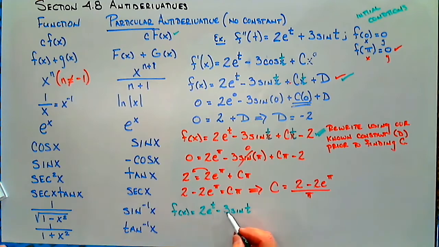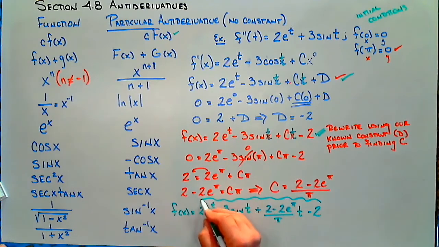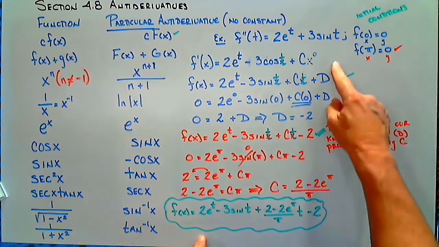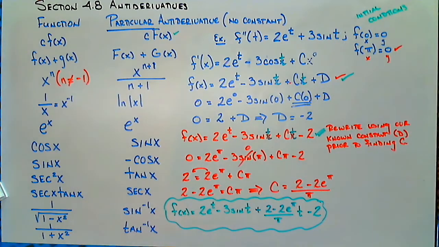So we get 2e to the t minus 3 sine t, right? Plus, what's our c? Our c is 2 minus 2e to the pi all over pi times t, okay, minus 2. And this is the function whose second derivative is equal to this blue function that passes through those 2 points.